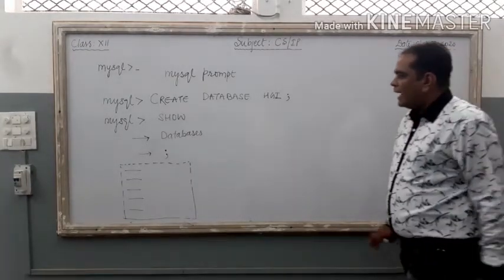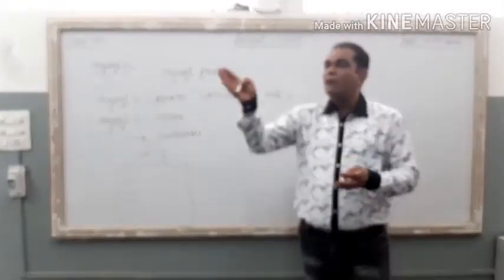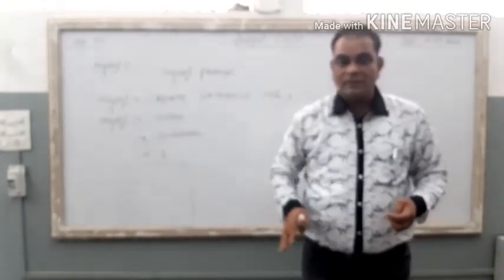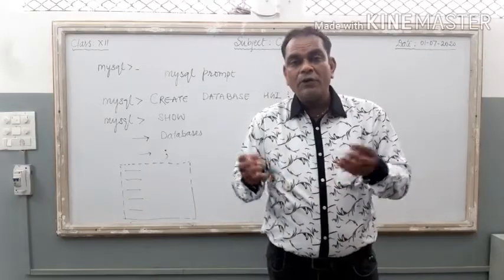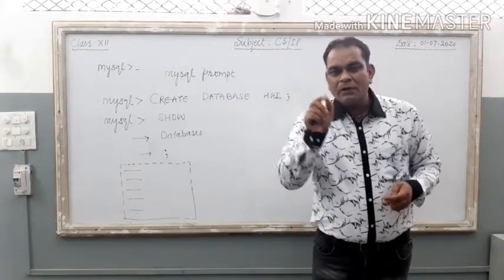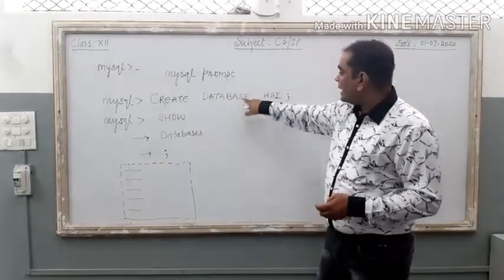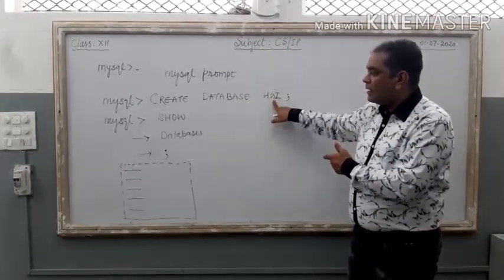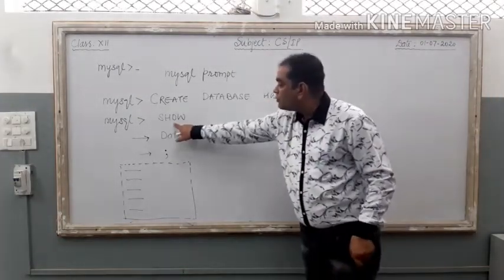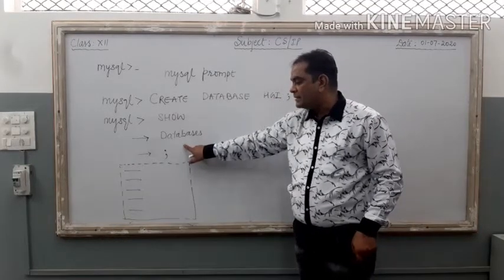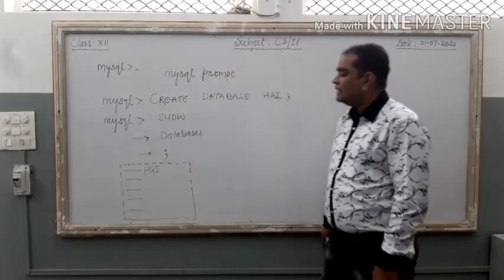Now we will move on. If we want to enter inside a database, suppose one folder is there on your Windows desktop, and if you want to go inside the folder, what can you do? We can just double click on that folder. Double click means we are going to enter inside the folder, right? So here the HGI database is created by this command. If we want to confirm whether the database is created or not, we supply the second command, that is show databases, and this HGI name is available in the list of databases.